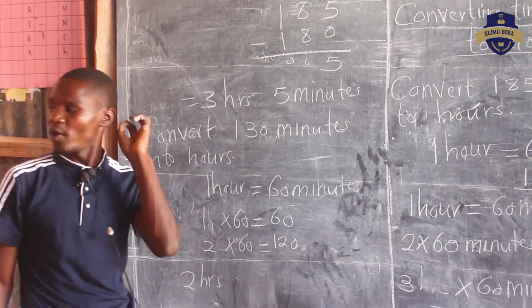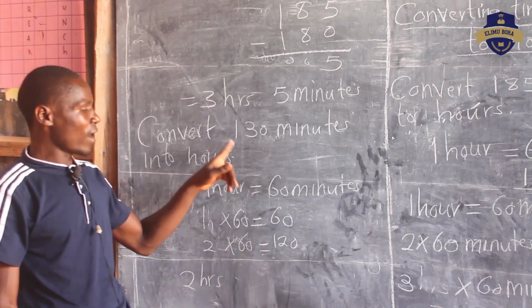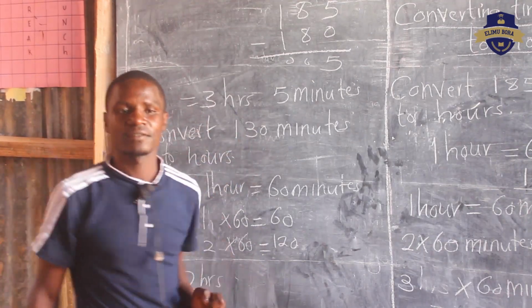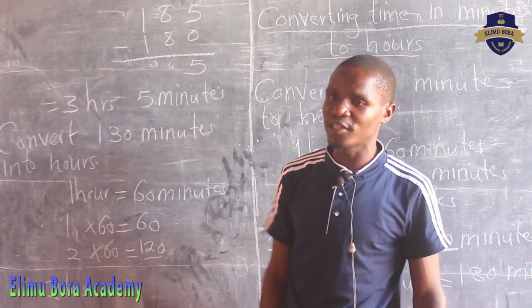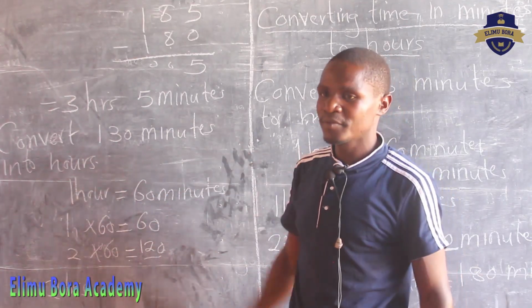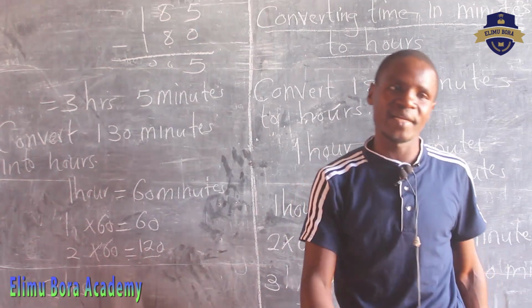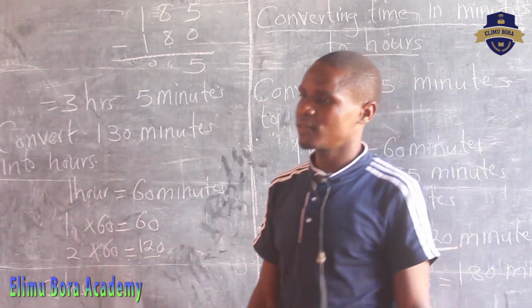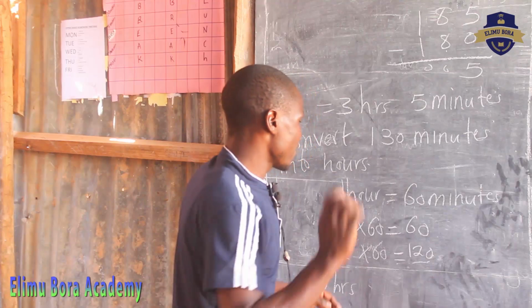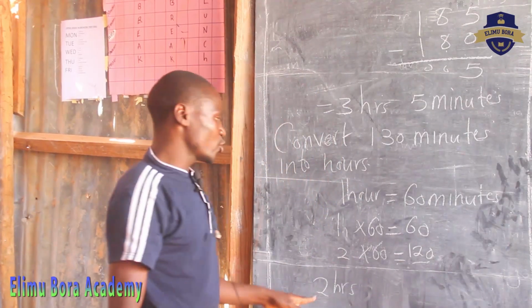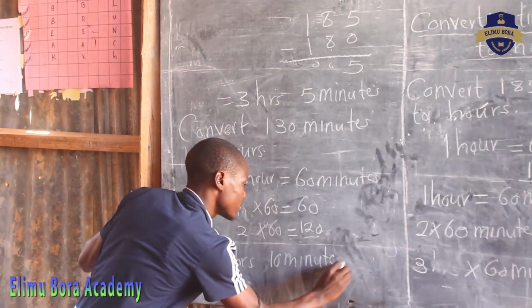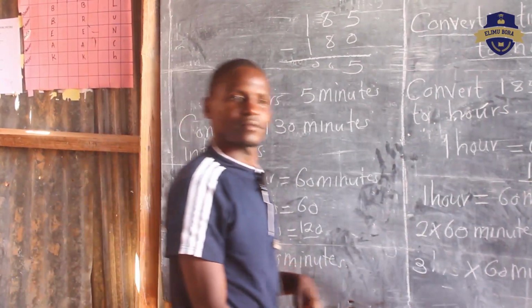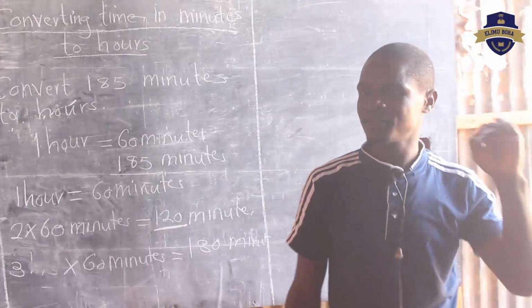Then if we want to work out the minutes, we subtract 120 from 130. Do you understand? Yes. We subtract 120 from 130 minutes. How much do we get? 130 minus 120. How many minutes? 10 minutes. So here, the answer is 2 hours and 10 minutes. Do you understand?